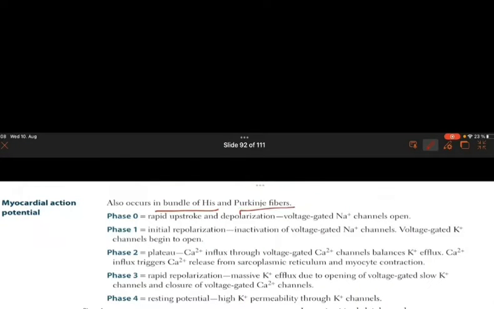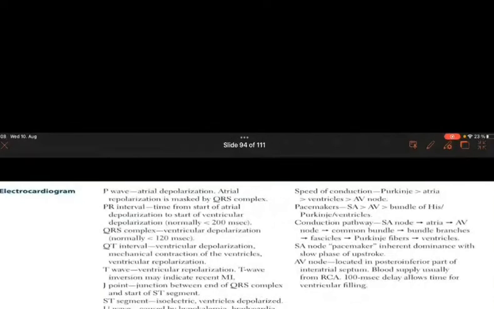and Purkinje fiber. These here, as you can see, this is here the Purkinje fibers, and this here is the bundle of His. So the same way the action potential occurs in the myocyte, in the muscles of the ventricle, is the same way that the action potential occurs in the Purkinje fibers and the bundle of His.